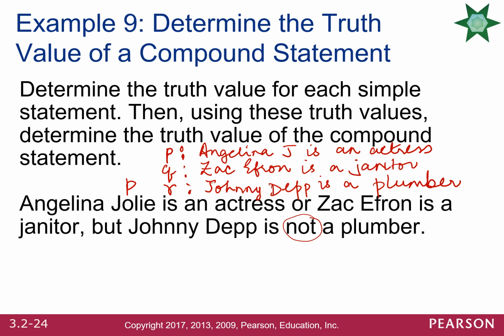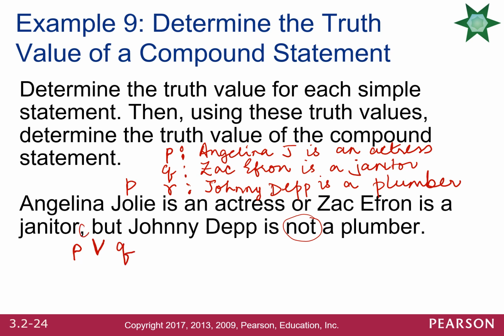And now we'll put it together in symbolic form using the information from this compound statement. It says Angelina Jolie is an actress, or, so we have the or word here, which refers to the disjunction. So how do we write that? That would be P, the or symbol, and then Q, correct?